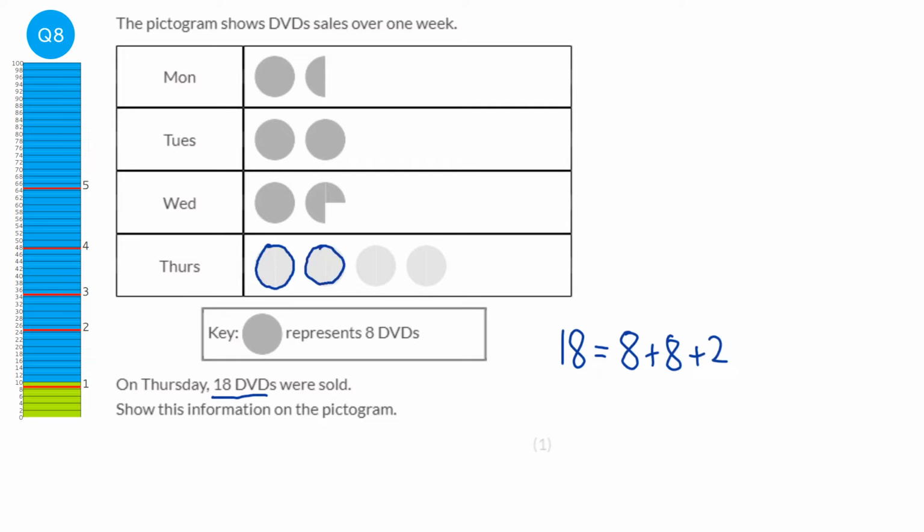But how do we represent 2? Well, if you think about it, if we cut this up into quarters, each quarter will represent 2. So 2, 4, 6, and 8. So we just need another quarter. And so that would be 8 for the first one, 8 for the second one, and then this little quarter will represent 2, which altogether is 18.